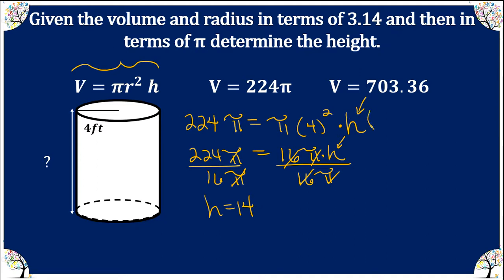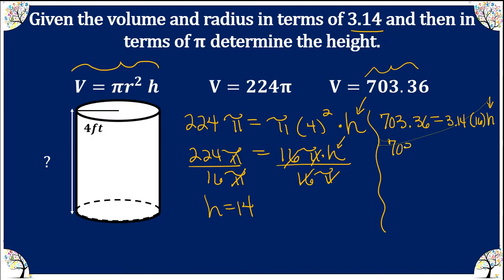Now let's do it again, but using this volume, which included the 3.14 when it was calculated. So the volume is 703.36, which is equal to 3.14 times the radius squared times h, and we're isolating h. So I'm first going to have to multiply 3.14 times that 16, and we get a product of 50.24 times h.